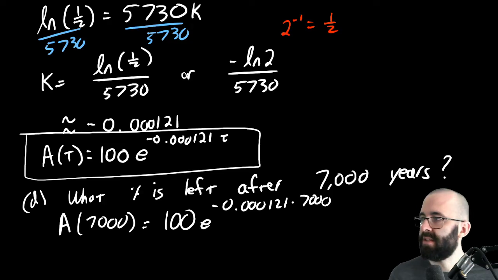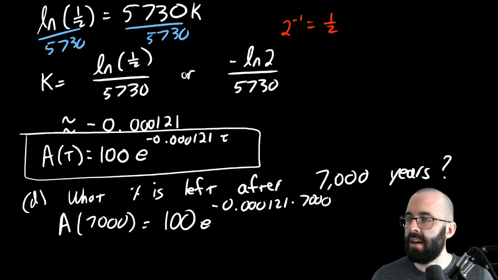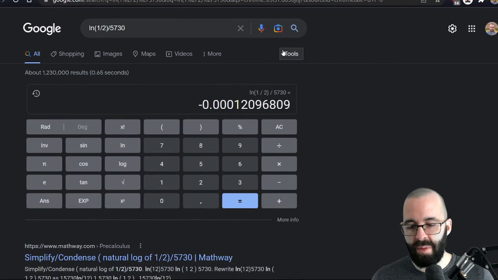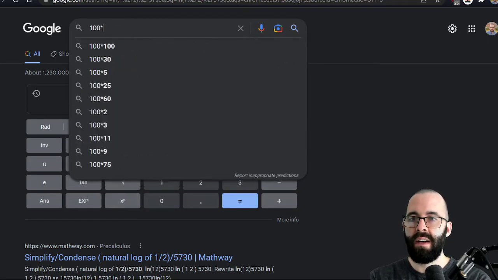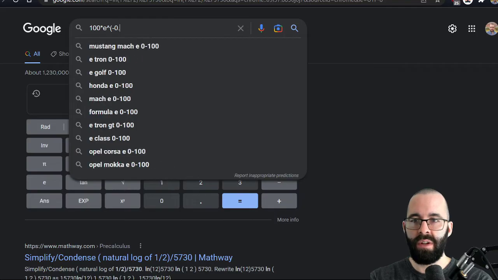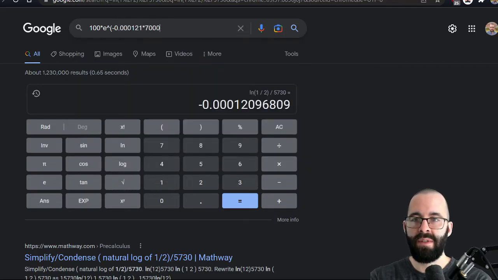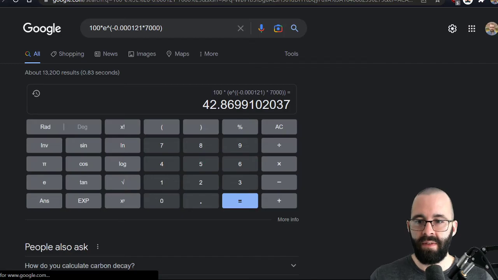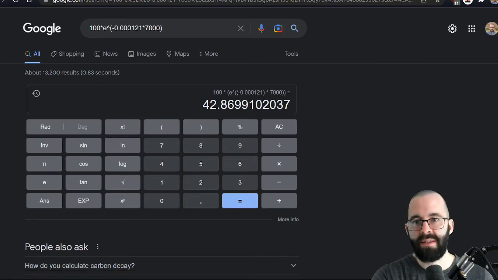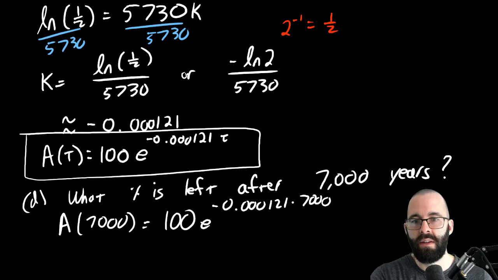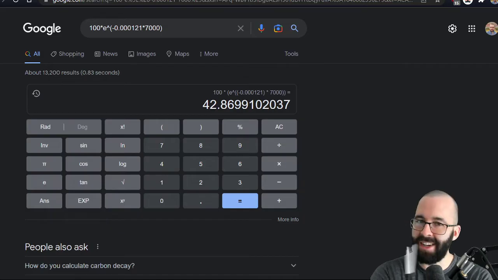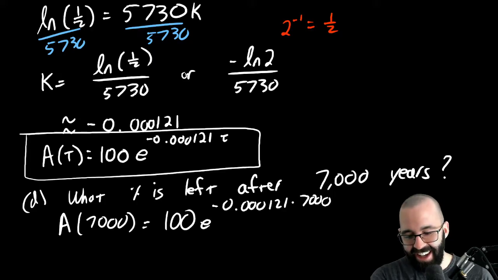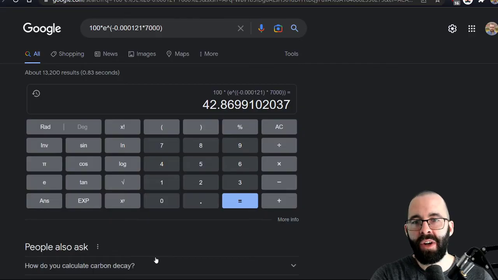Be very careful with your parentheses here. All right. I think I can show it like this, even though I didn't prepare this. We're going to look at 100 times e raised to the negative 0.000121 times t, which is 7,000. Yep, typed in correctly. And we're going to get the amount left is about 42.87.